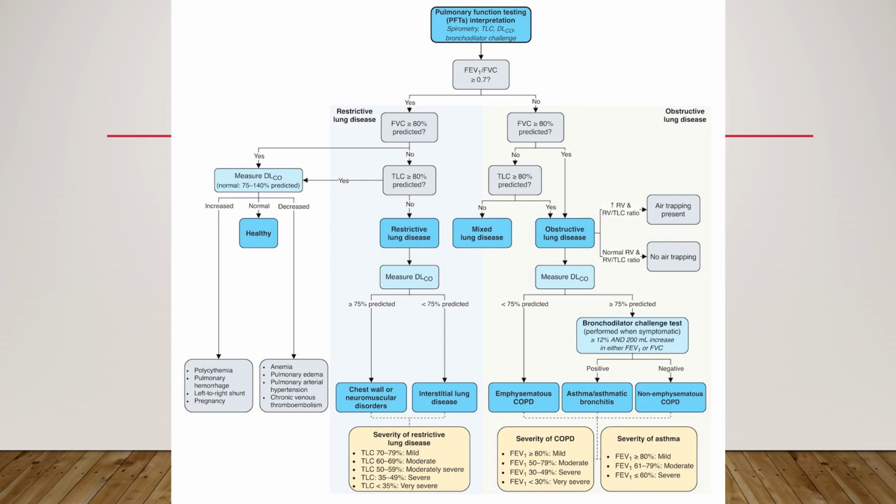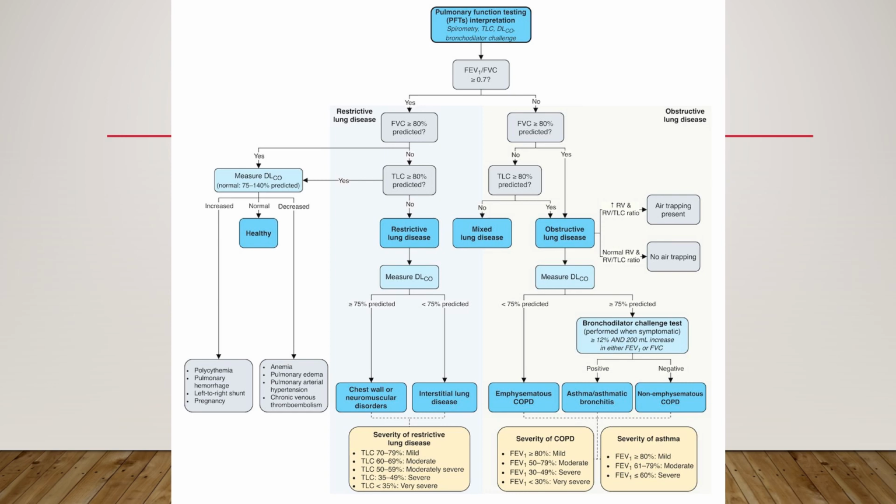If it is not, then we look at whether or not their total lung capacity is greater than 80%. If their total lung capacity is greater than or equal to 80% of predicted for their age, then we're still looking at it being an obstructive lung disease. However, if they have any reduction to that total lung capacity, less than 80% of predicted for their age, then we're looking at more of a mixed lung disease where we could have components of obstructive and restrictive.